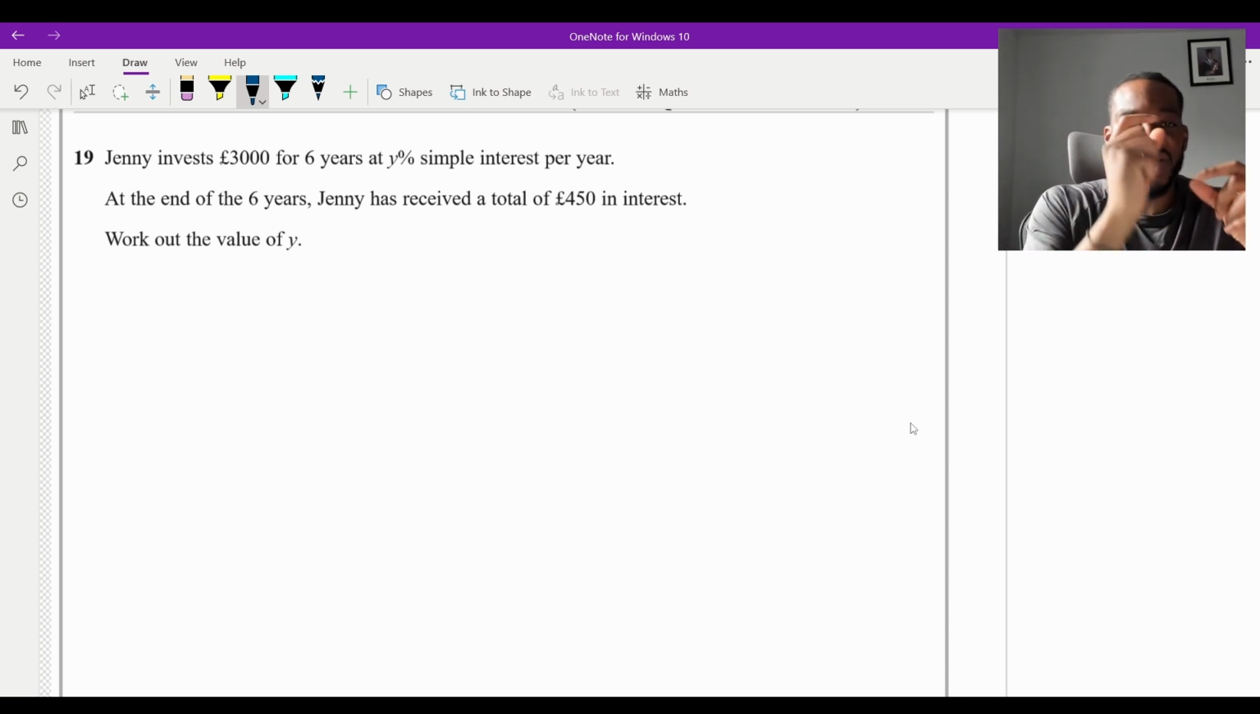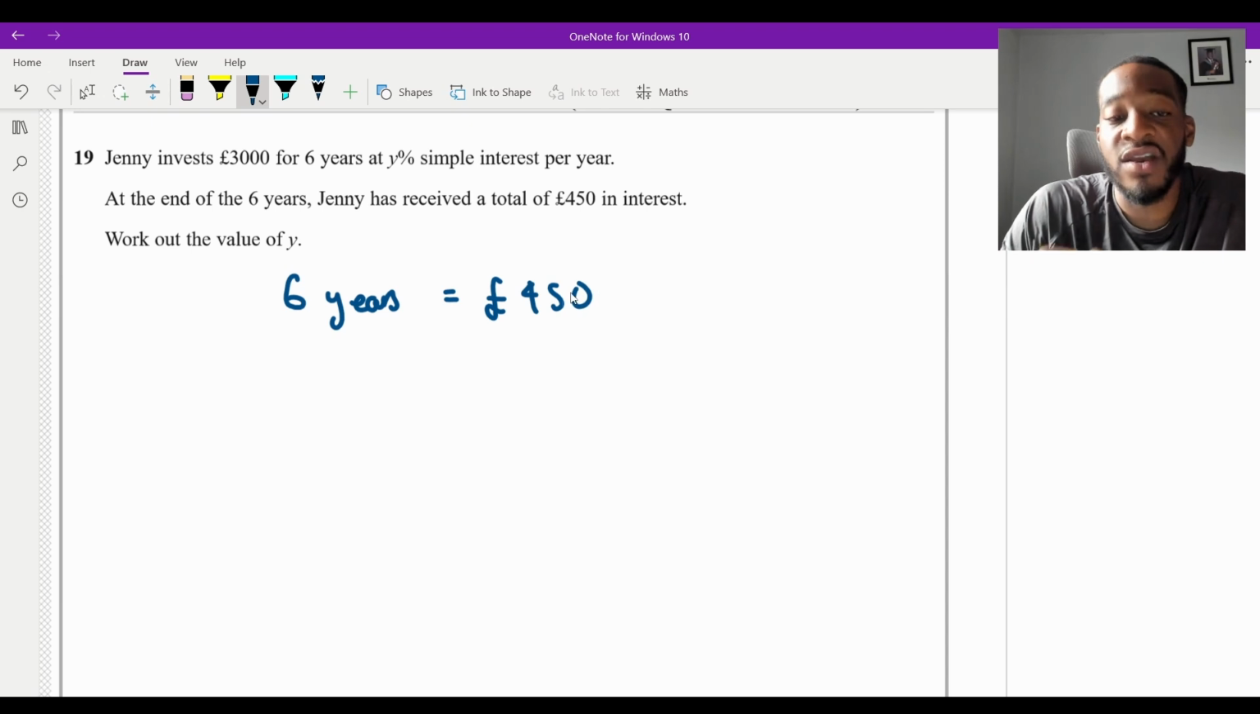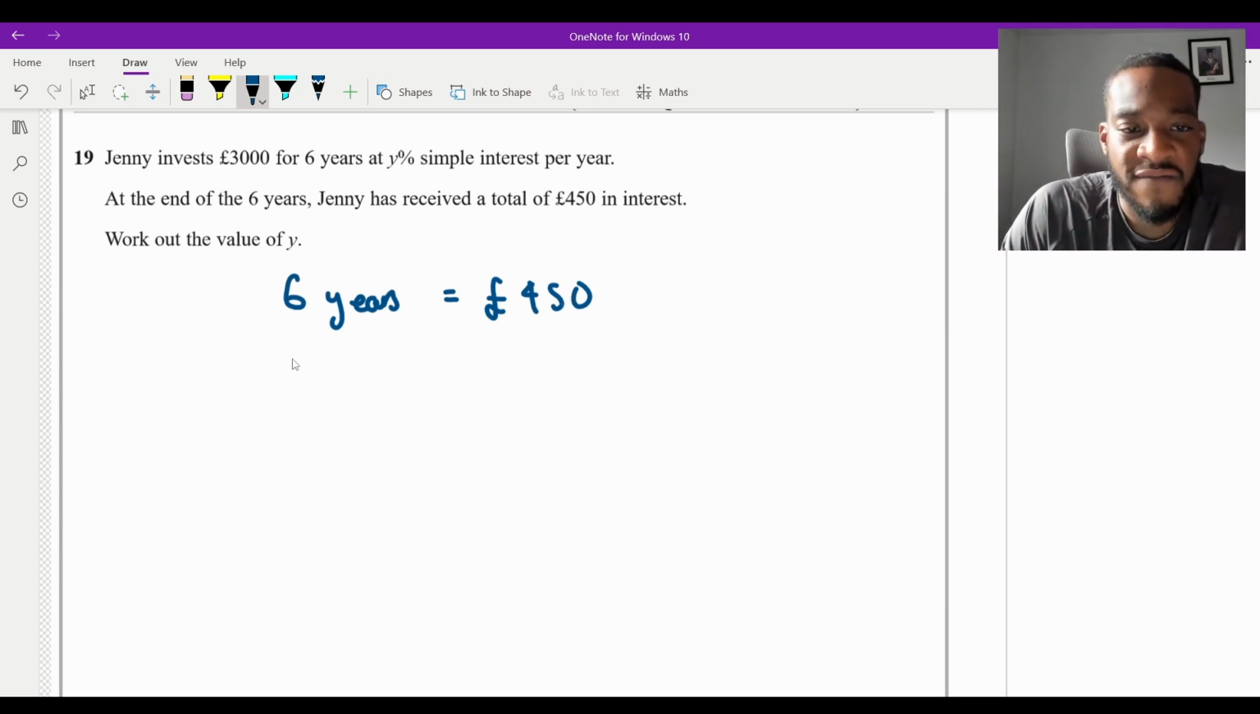So the initial percentage that you take off your original amount, that is going to be the amount you add on every year. So the fact that they've told us that it was for 6 years and Jenny received a total of £450, that will tell me that the 6 years is just equal to the £450, because the interest rate is the same year on year. So we can use this to work out how much she got for 1 year, and all we're going to do here is just divide by 6.